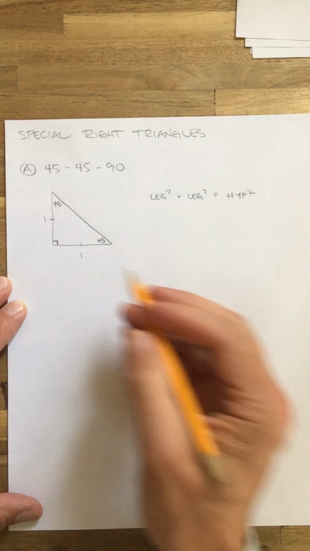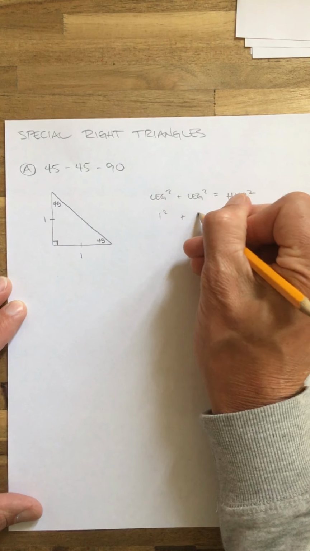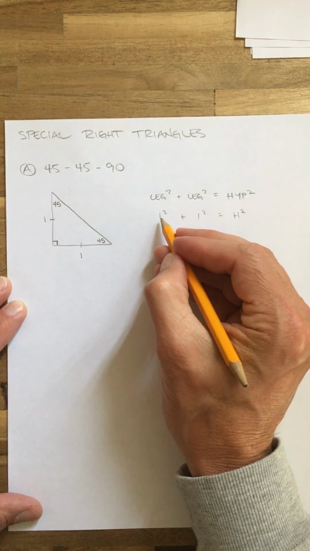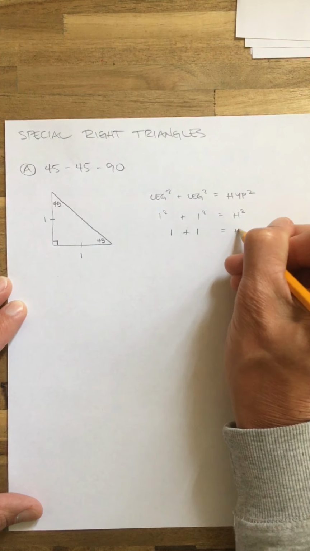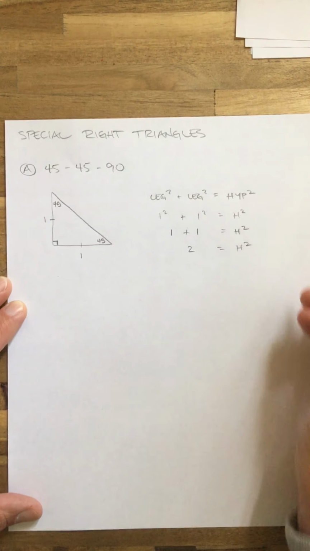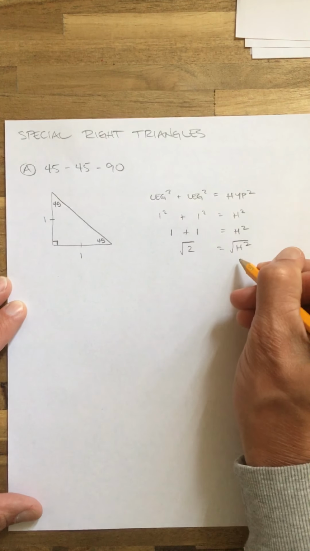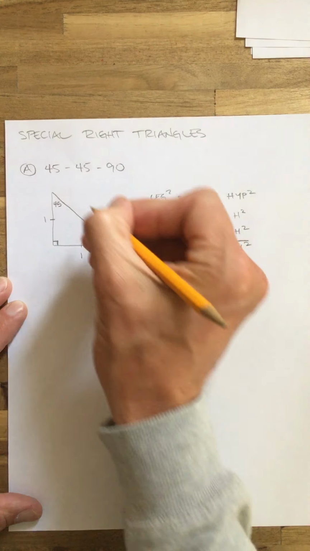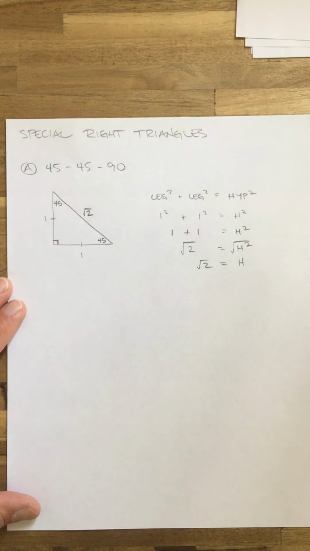The leg is 1, so that's 1 squared, plus the other leg is 1, so 1 squared equals hypotenuse squared. 1 squared is 1, plus 1 squared is 1, equals the hypotenuse squared. 1 plus 1 is 2, equals the hypotenuse squared. To solve for the hypotenuse, I need to take the square root on both sides, so h equals the square root of 2. So basically, we have this.